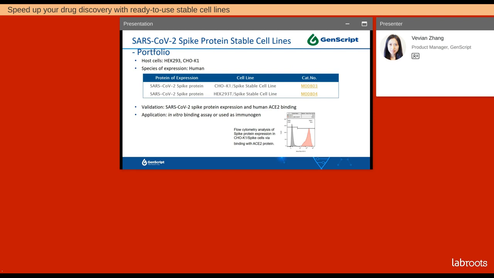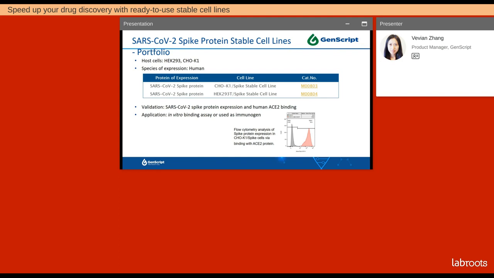In addition, we have also developed SARS-CoV-2 spike protein stable cell lines for the investigation of COVID-19. We also offer two types of host cells, HEK293 and TrCa1. All the cell lines are validated for the SARS-CoV-2 spike protein expression by the human ACE2 binding. And the cell line can be used as an in vitro binding assay or used as immunogen.